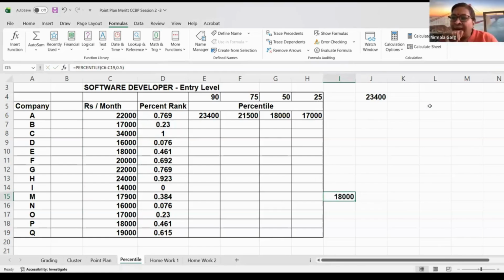Now, when you do percent rank, what does it mean? That means your data is divided from 0 to 1. For example, which is your lowest data? The data which represents 0 is 14,000. And which is your highest data? 1, which is actually 34,000.